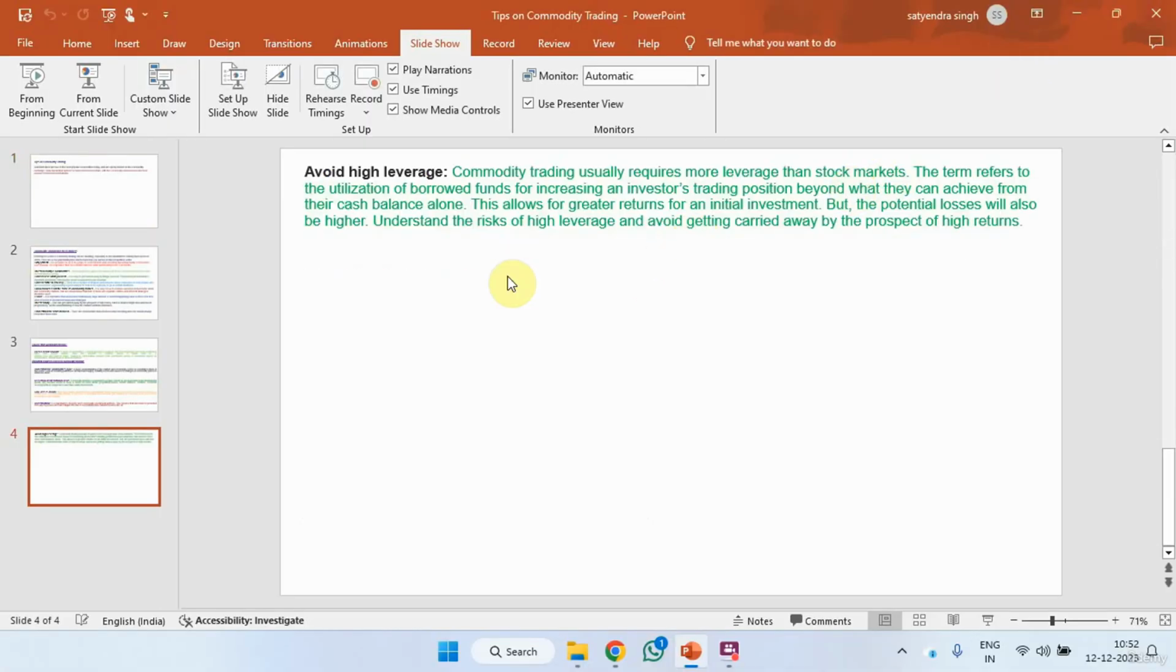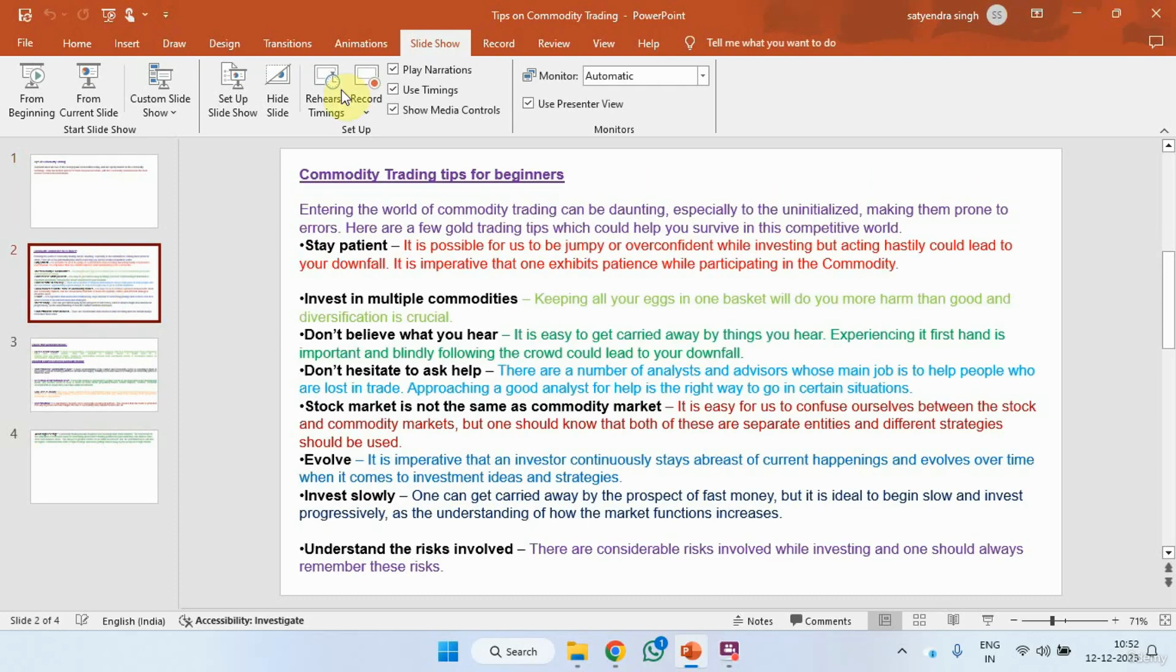So friends, these are the major tips for commodity market. So just try to understand those, go through them once, you will have better clarity, and you have to implement this in your trade also. This is from my end.